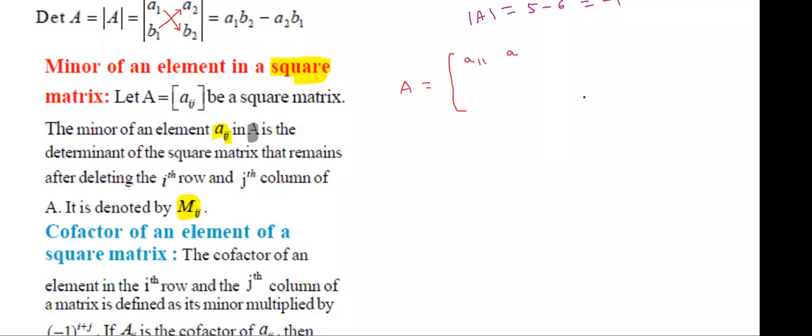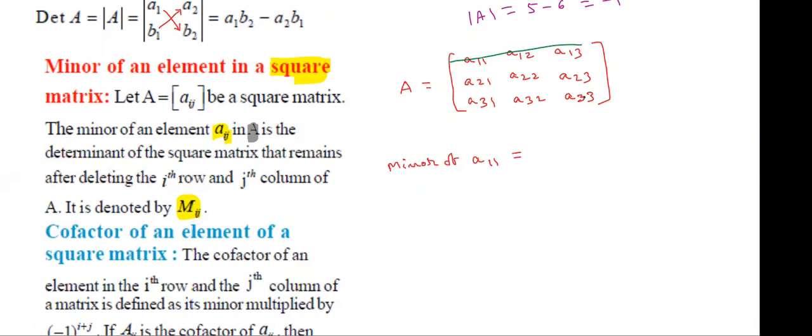See here an example. Suppose the matrix A has rows A11, A12, A13, A21, A22, A23, and A31, A32, A33. This is a matrix. Then how to find the minor of A11? Minor of an element A11. How to find it? Delete the row and column wherever A11 is there.